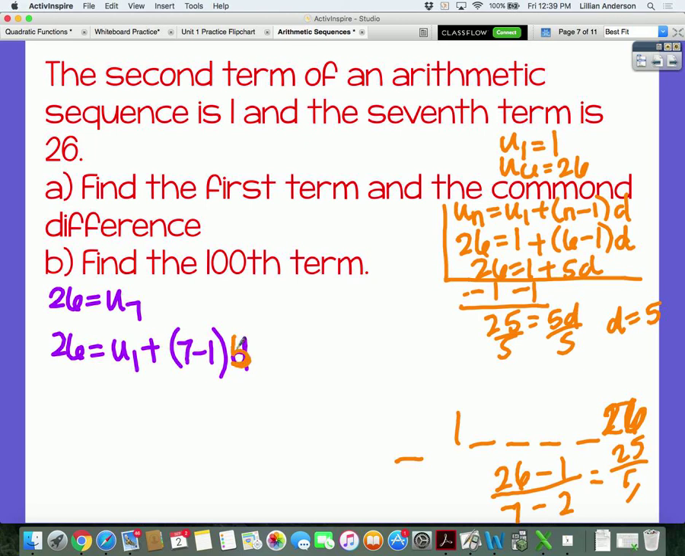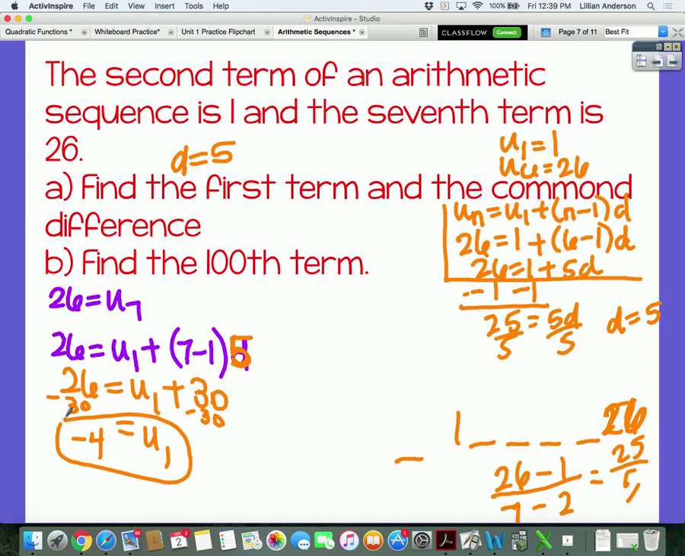So if our common difference is 5, so d equals 5, we can plug in this formula that Andrew already set up for us and figure out that our first term was 6 times 5, 30. Subtract, and our first term is going to be negative what? And that's part A.